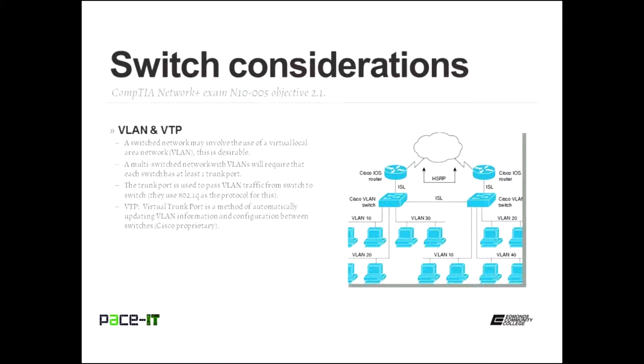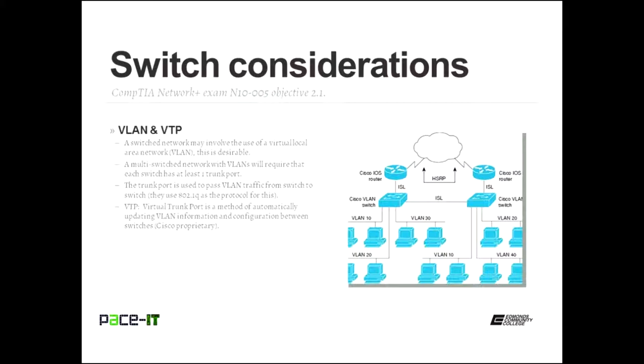The protocol that's used on that trunk port is 802.1Q. That is the open standard. The graphic that I have here to the right is actually a little bit of an older Cisco graphic. And the trunk port on this one is labeled ISL. That was Cisco's proprietary trunk port protocol. It's no longer supported by Cisco. They've moved to 802.1Q.